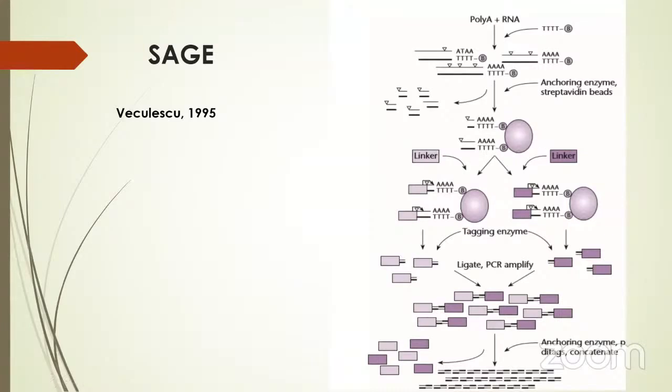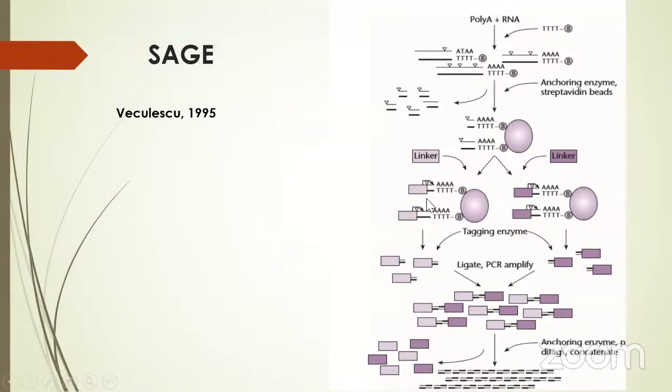As I told, for EST we are using a single pass cDNA sequence, or a fraction of the cDNA that is sequenced. But in case of SAGE, we are using so many RNAs together to convert into cDNA, and we are cutting this cDNA and joining it to a bead. Now a linker is added, that is called the SAGE tag.